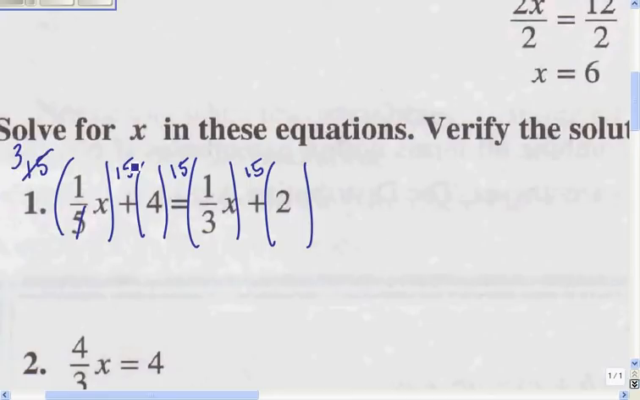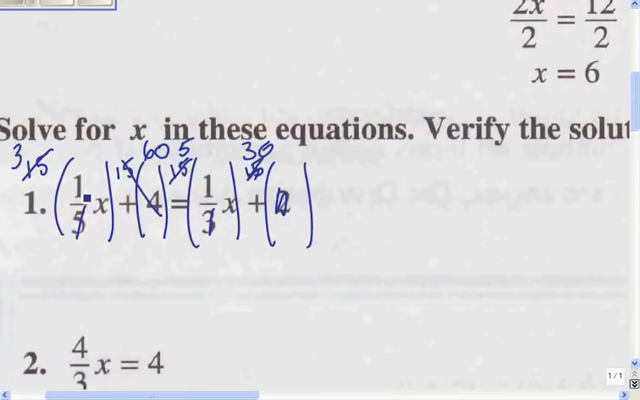4 and 15, since there's no denominator in the 4, I can't cancel, so I'm going to multiply 4 and 15. 4 times 15 is 60. So this becomes 60. And then here I can cancel again. 3 goes into itself once and goes into 15 5 times. And then again here, 2 does not have a denominator, so I'm going to multiply these two, and I get 30. So now what I have is 3 times 1x.